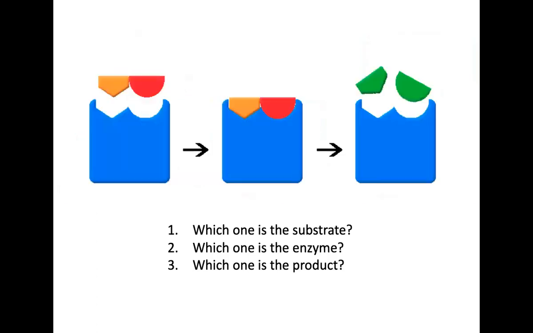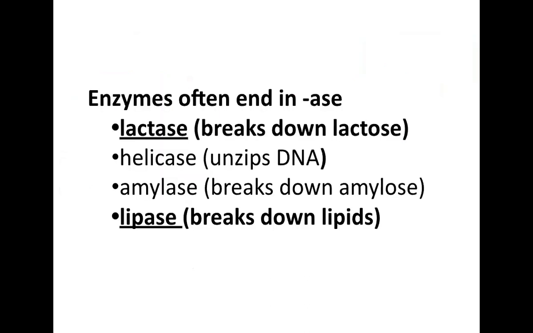All right. Last one. Which one's the substrate? Red and orange. Okay, in the first one. Which one's the enzyme? The blue. And which one is the product? The green. Okay, so know that when we go through a reaction, things can either break apart or come together.